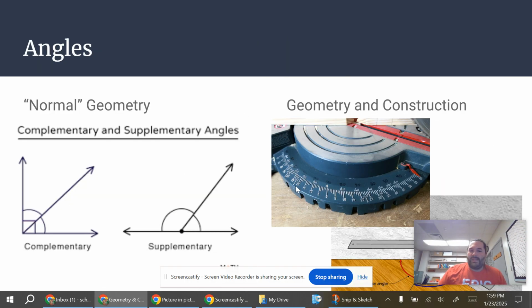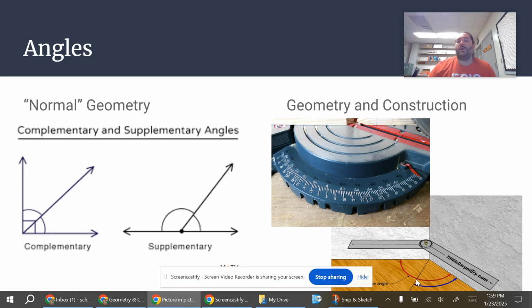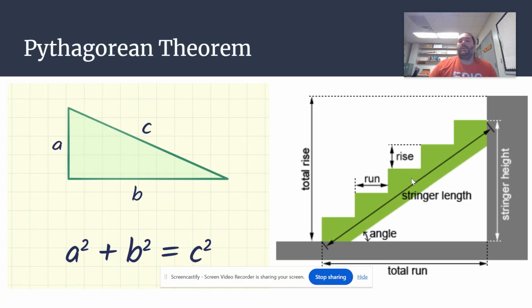Here are a few examples of how this might be slightly different than your normal class. In a normal geometry class, you're going to talk about complementary and supplementary angles. In geometry in construction, we might talk about where those complementary angles show up on things like a miter saw, where an angle bisector might show up in making a picture frame. We might take a look at, like I said, the Pythagorean theorem and how that applies to a set of stairs when we talk about rise and run. You've talked about slope in Algebra 1. In geometry, we're talking about the length of that hypotenuse of that triangle.